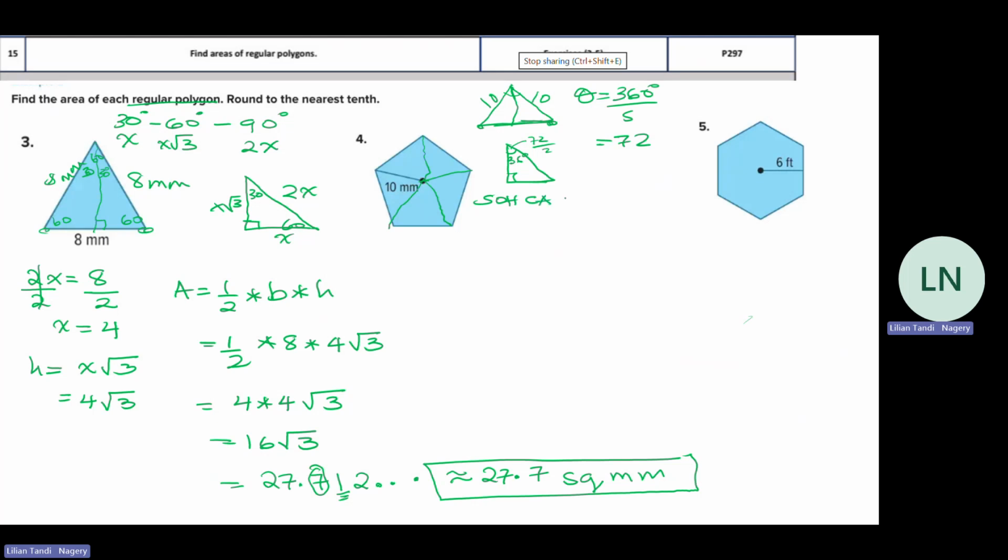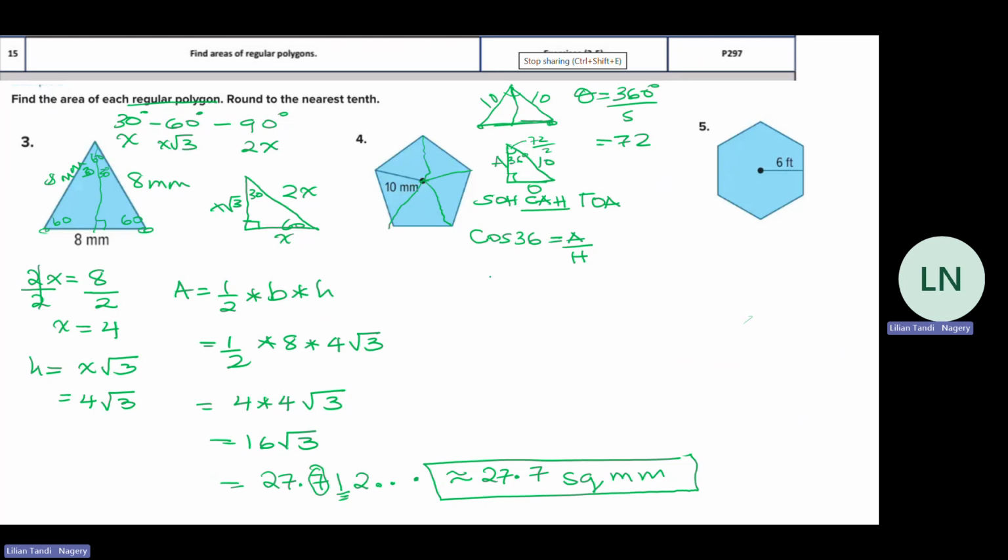You're going to use SOHCAHTOA, your trig functions, to help you find what you're missing. Remember, you want the adjacent and the opposite of 36. To find the adjacent, you're going to use cosine. So cos 36 equals adjacent over hypotenuse. Do you know the hypotenuse? Yes, it is 10.